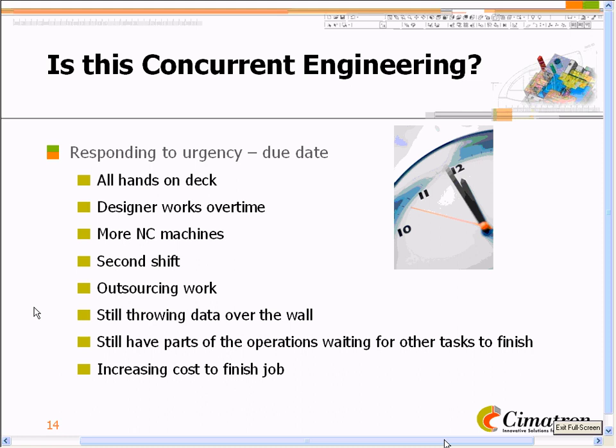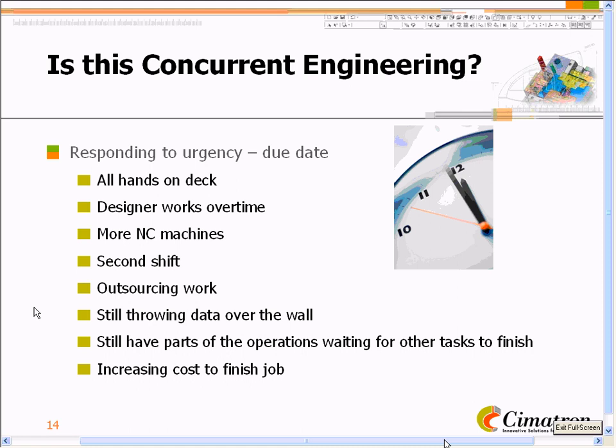A person may feel, well, I'm devoting more of my shop resources to getting the job done. I must be doing concurrent engineering. Really, that's not the case. We'll look at other things too that a mold shop will do, like perhaps having a designer work overtime so that he can get the design through quicker, get the job done quicker. Maybe they're going to commit more NC machines to cutting the components that are going to go into this mold. Maybe even incorporate a second shift to compress the time frame of putting it together.